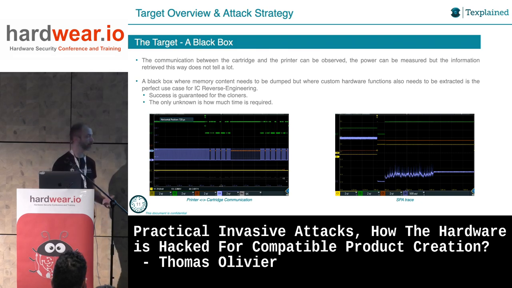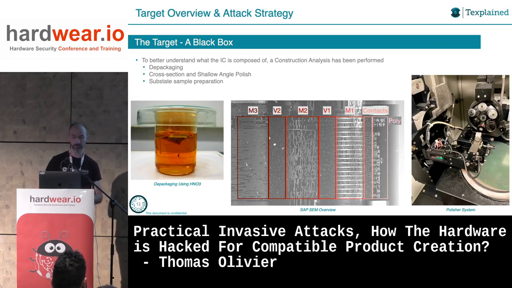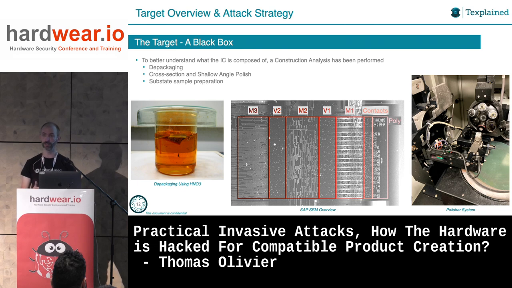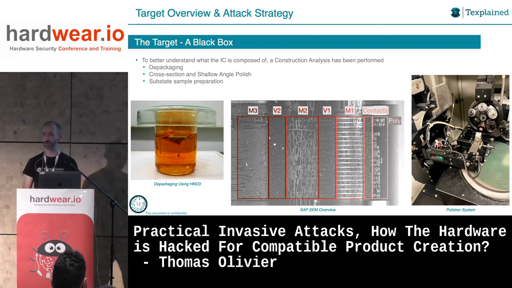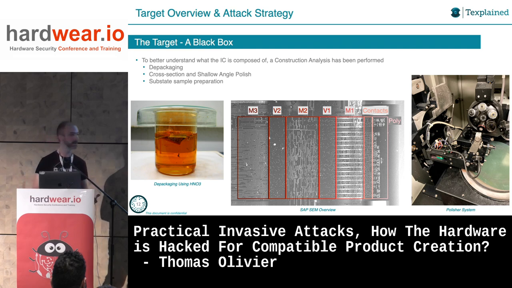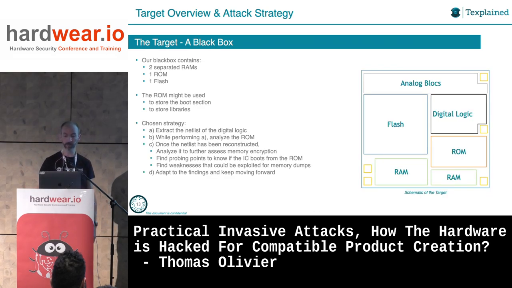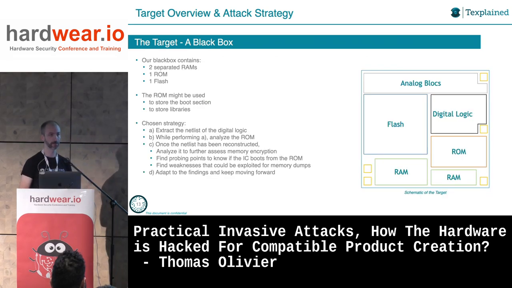And of course, we started by just looking at the frames between the printer and the cartridge. We did some SPAs that are pretty much useless. We know that if something happens at the beginning when you put the device, good, yeah, it's very useful. And so we decided to do some kind of construction analysis, right? That's basically doing a few steps, going to the silicon to see the transistors, how the chip looks. We performed a number of different operations, so we could say at the end of the day that this is our target finally, right?